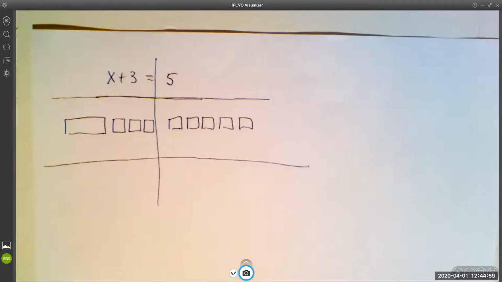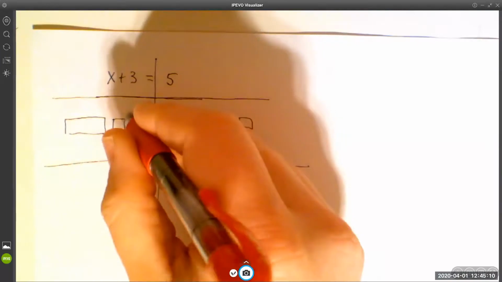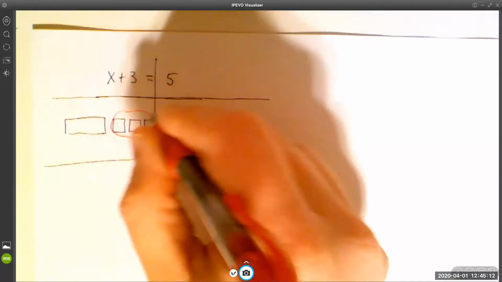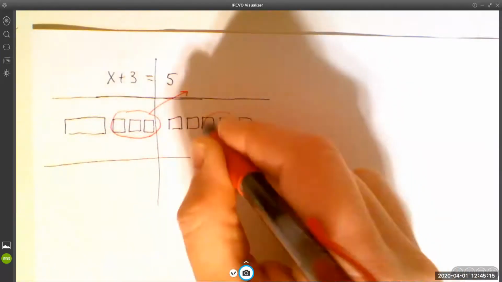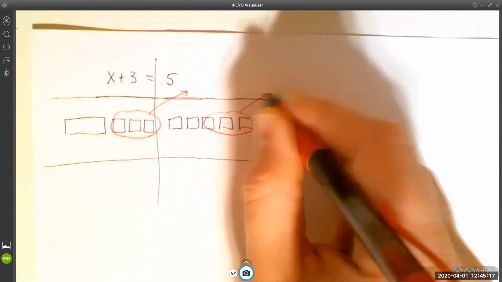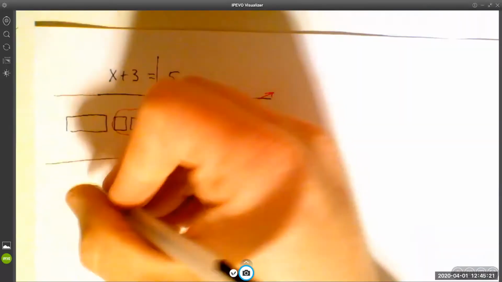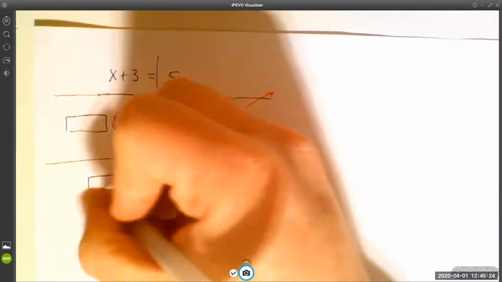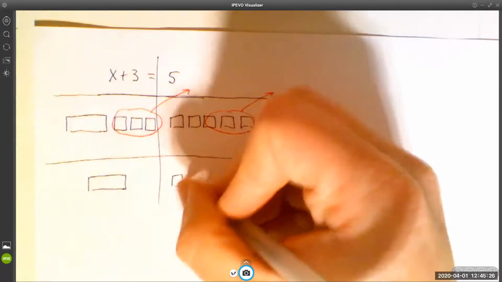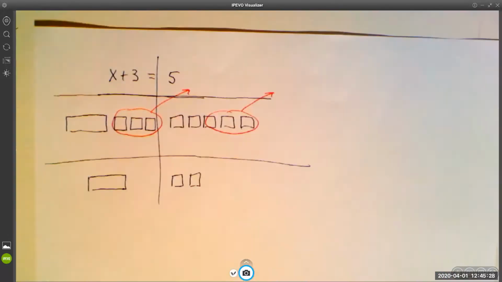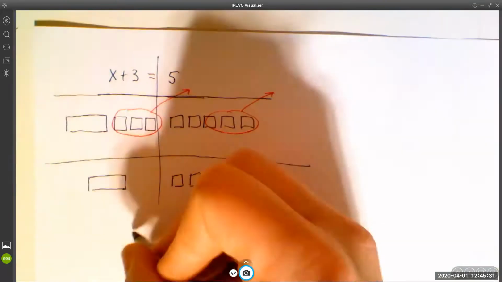You can maybe use a different colored ink, like I'm about to do, to indicate the manipulation that you're going to do to it. If you were doing the takeaway model, then you would just circle what you want to take away, and then circle on the right-hand side the same amount to take away. And then in the next step we have our solution, right? Because that's what we're left with after we take away. So this would say x equals 2.